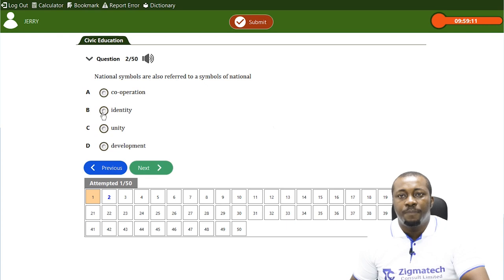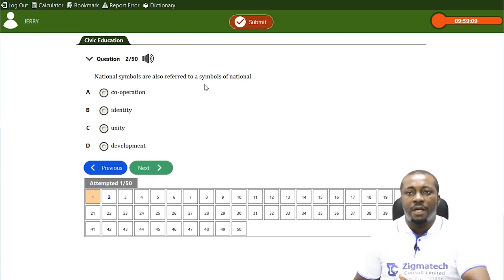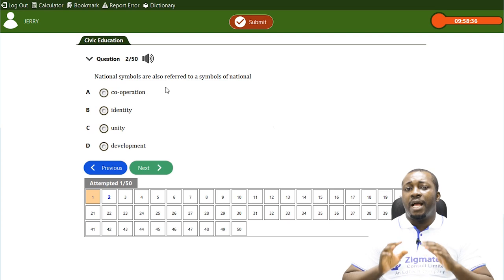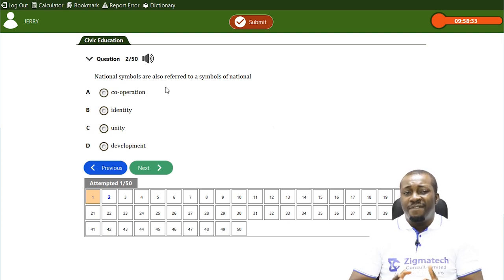Now, the next question says, national symbols are referred to as symbols of national worth. Now, this question tests your knowledge of national symbols. Of course, there are those symbols that can be used to identify or recognize a nation. There are symbols that are specific to a particular nation. Now, in Nigeria, you talk about things like the coat of arms, the national pledge, the national anthem, our currency, our constitution. Some of those things are peculiar to Nigeria, even the flag is there.